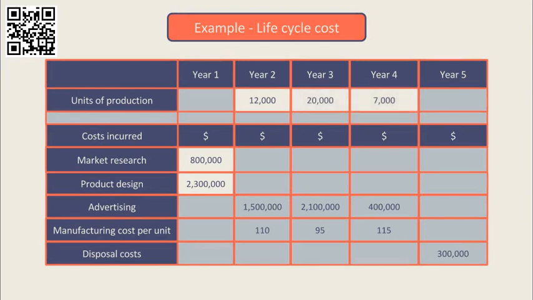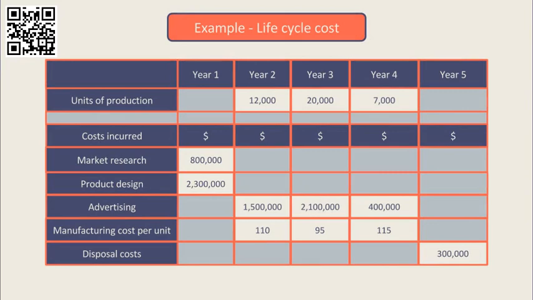Budgeted units of production are 12,000 in year 2, 20,000 in year 3, and 7,000 in year 4. Advertising costs are budgeted to be 1.5 million in year 2, 2.1 million in year 3, and 400,000 in year 4. The manufacturing cost of each unit of production is 110, 95, and 115 in years 2, 3, and 4 respectively. Disposal costs of 300,000 are incurred in year 5. These are post-production costs. The requirement is to calculate the life cycle cost per unit of product T.